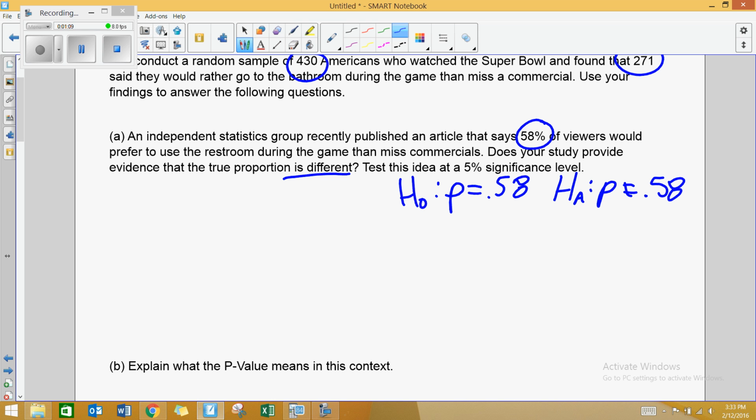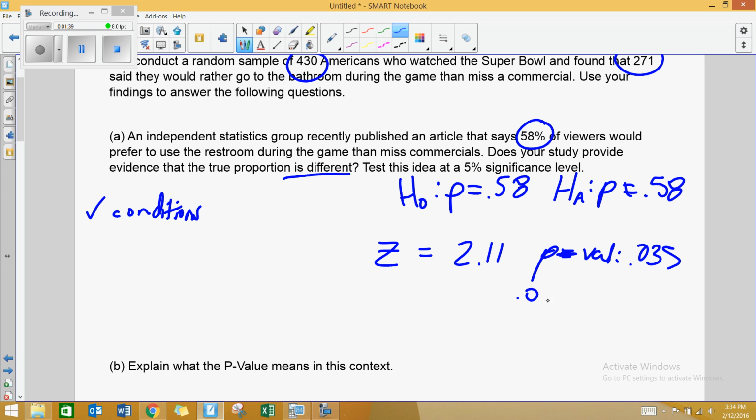All right, so we usually go through and check conditions, but I'm trying to keep these videos short. So I'm going to trust that you know how to do that and just jump right into what your calculator or calculations would give you. You get a z-score of 2.11, which returns a p-value, not sure why there's an equal sign there, a p-value of 0.035. 0.035 is less than our alpha level, 0.05. So when the p is low, we'll reject the null.